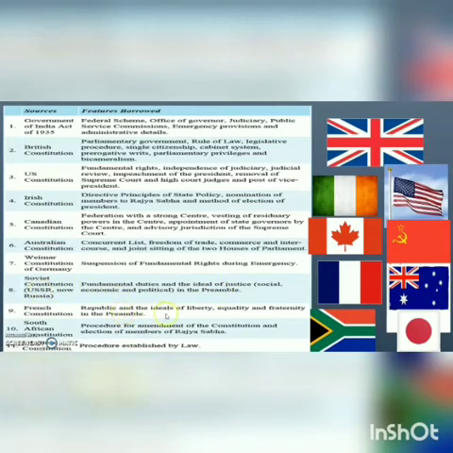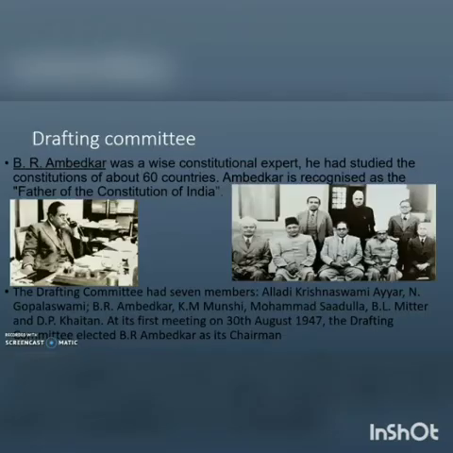Similarly, the republic and the ideals of liberty, equality, fraternity in the preamble, we have taken from the French. The procedure for amending the constitution, how to change the constitution, we have taken from South Africa. Procedure established by law, we have taken from the Japanese constitution. So these are some of the sources of the Indian Constitution.